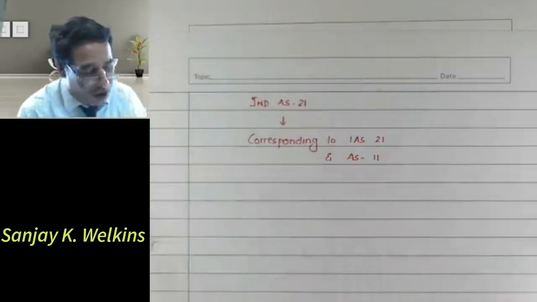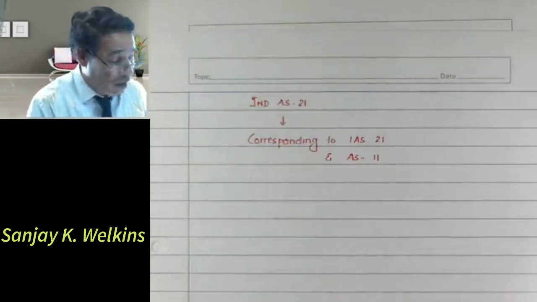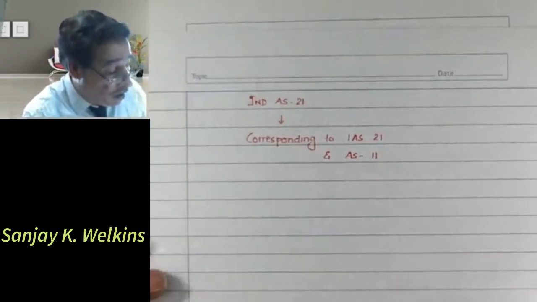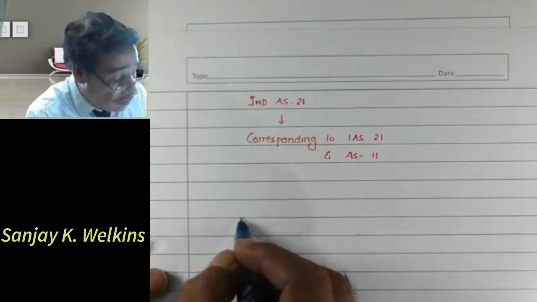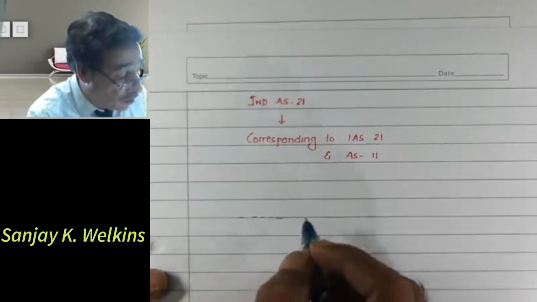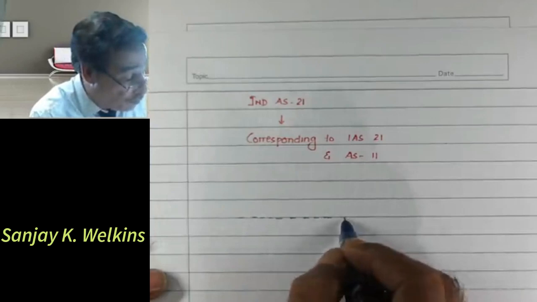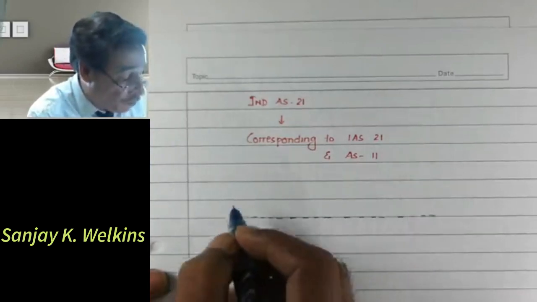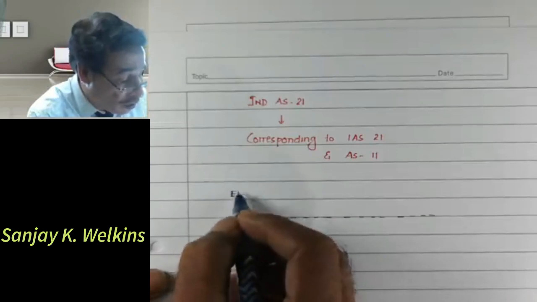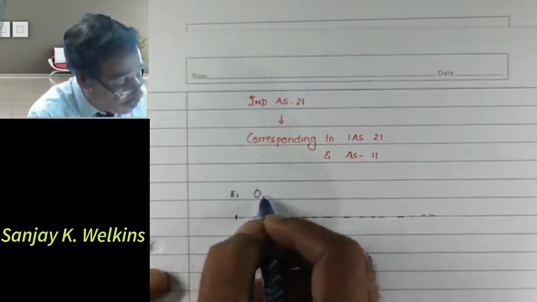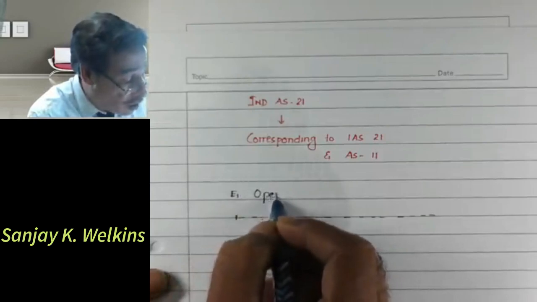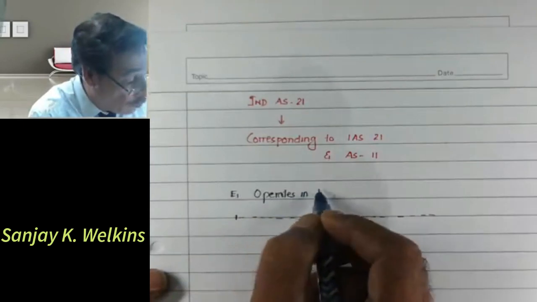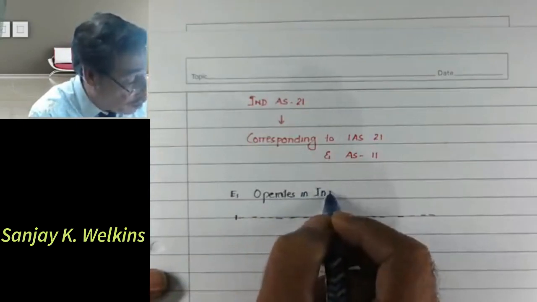But before we start going through the guidelines, let me give you the complications which we may face. For example, let us say there is an entity, correct? We further presume that entity E1 operates in India, that means it is located in India.